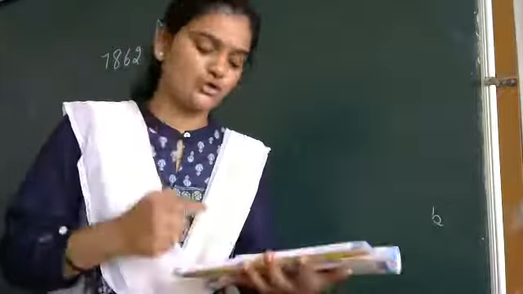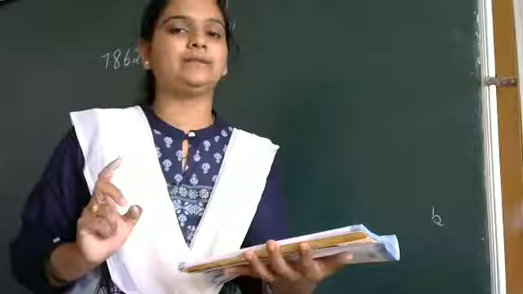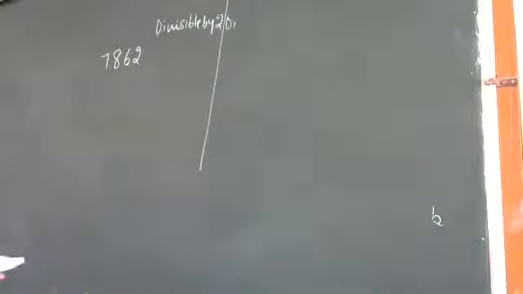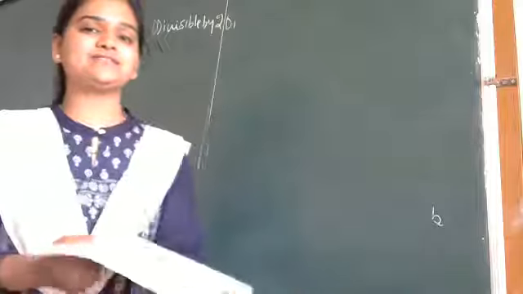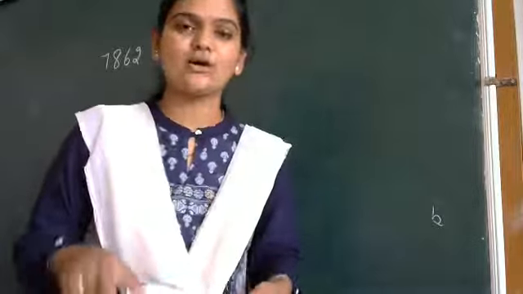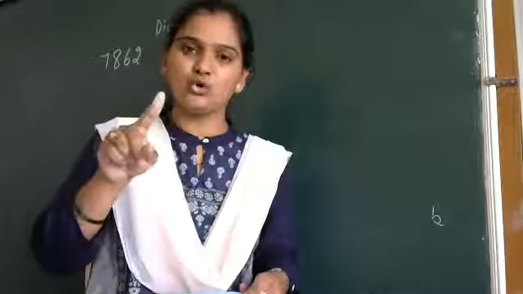I will solve only one for you. Remaining you will have to do it, same as we have solved the exercise. Divisible and not divisible. Okay. The first one is very easy, children. It is 7,862. Okay. In the ones place we have 2.